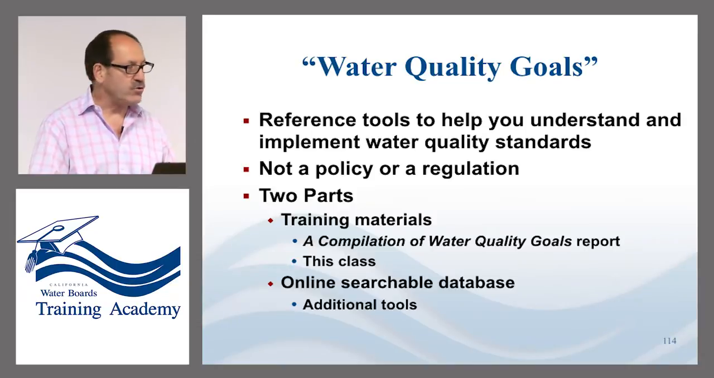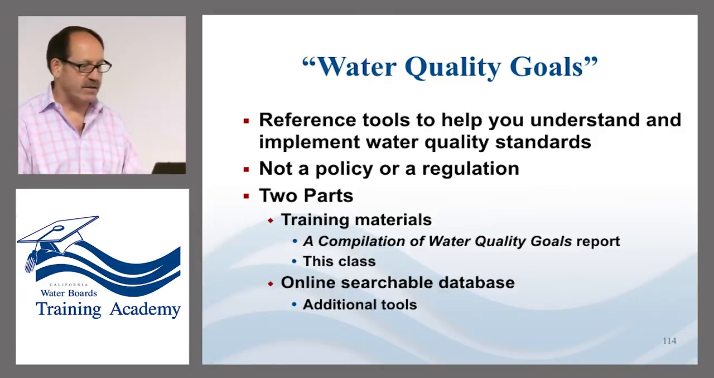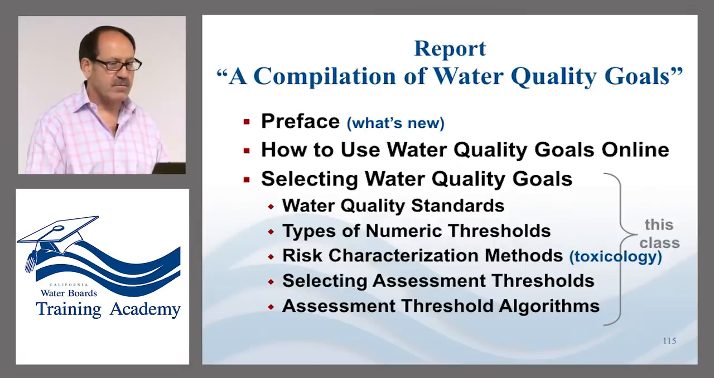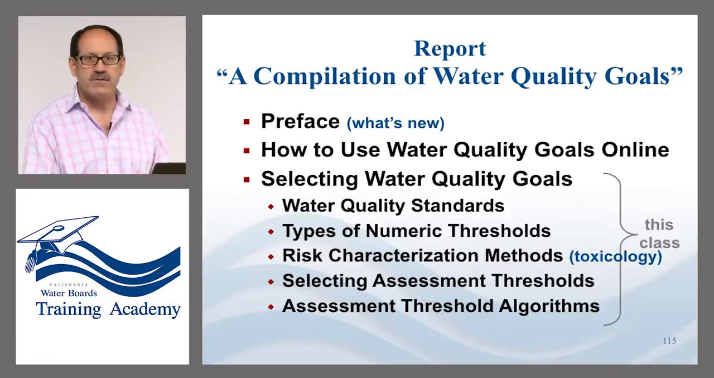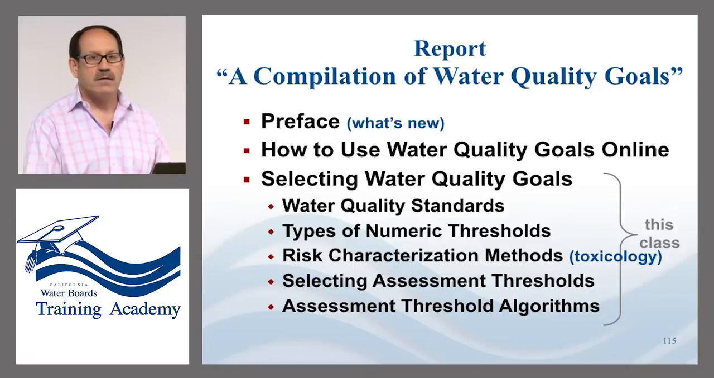There are two main parts to water quality goals: training materials, including the staff report and this class, and then the online searchable database and some additional tools associated with that database. And we'll look at that in a little bit. So in the staff report, and by the way, I encourage you, after you've completed this class, if you haven't read it already, please do review the staff report. It'll cover everything that you've heard in this class with a little more detail and gives you a lot of pointers about how to use the material.